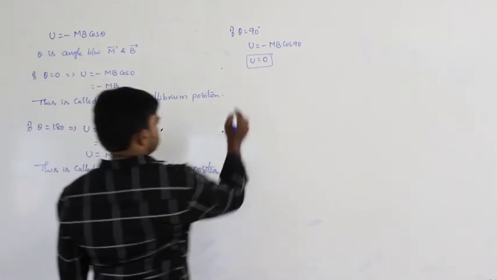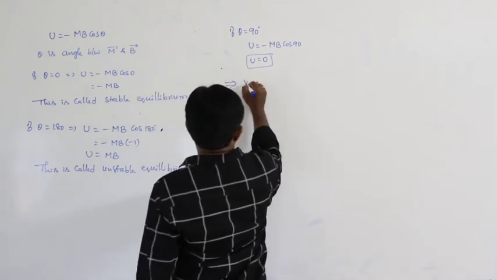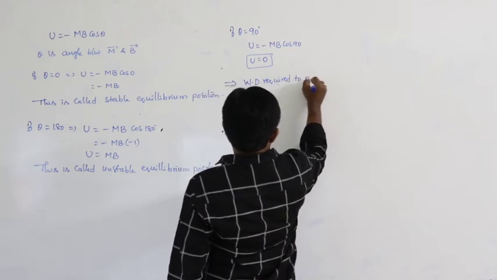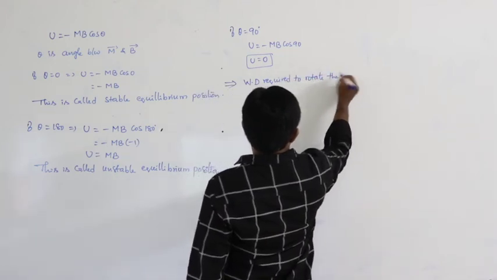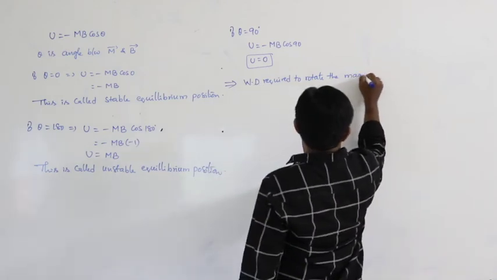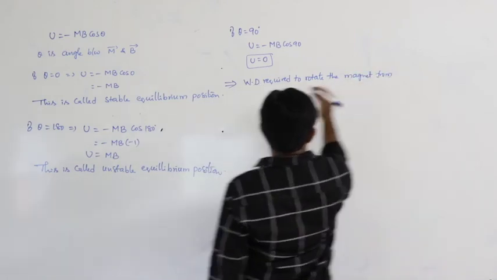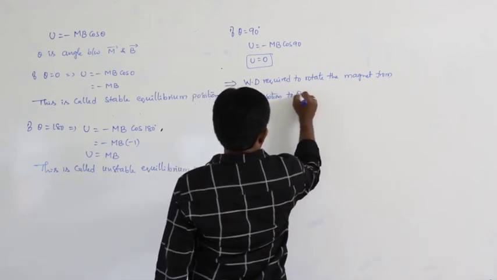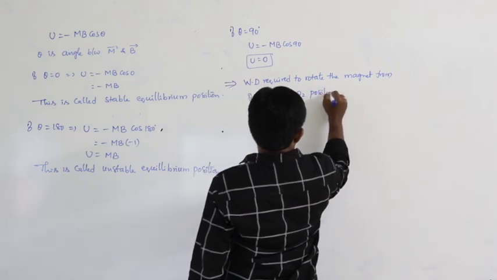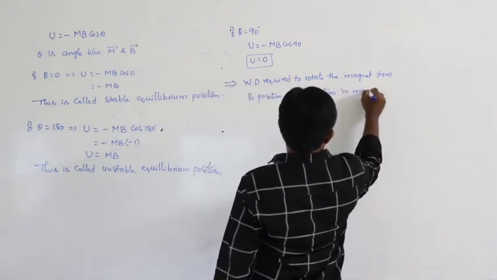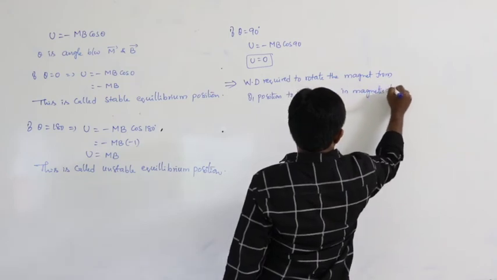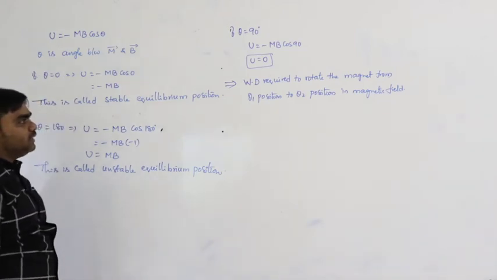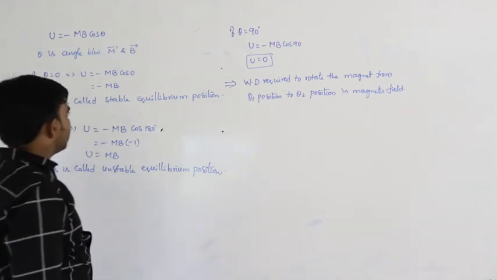Next, one more condition here. What is the work done required to rotate the magnet from theta 1 position to theta 2 position in a magnetic field?